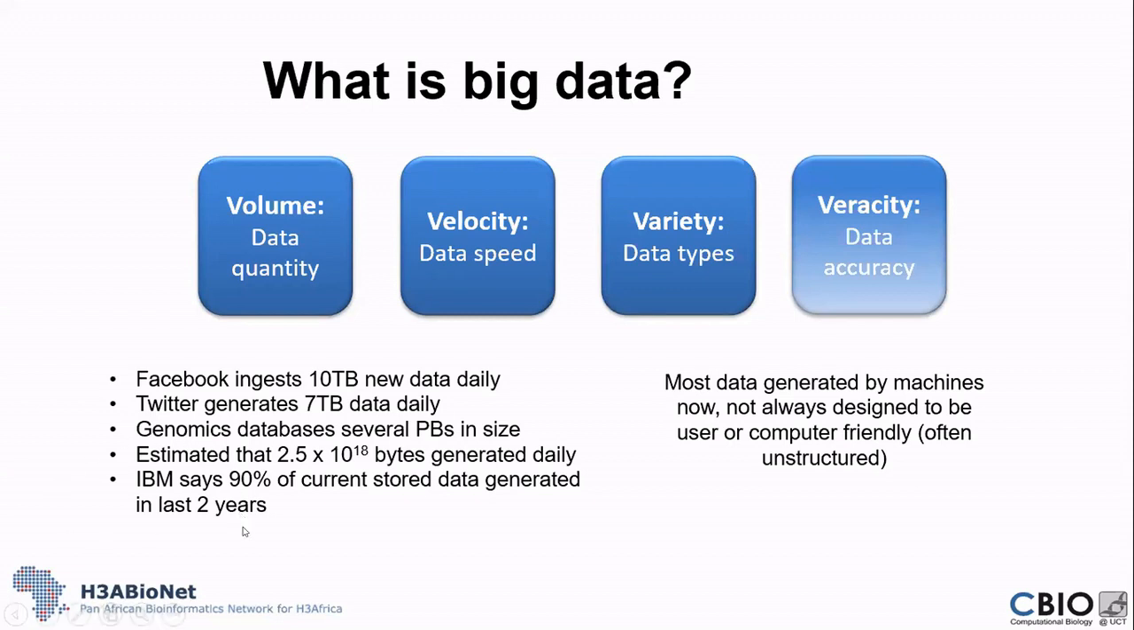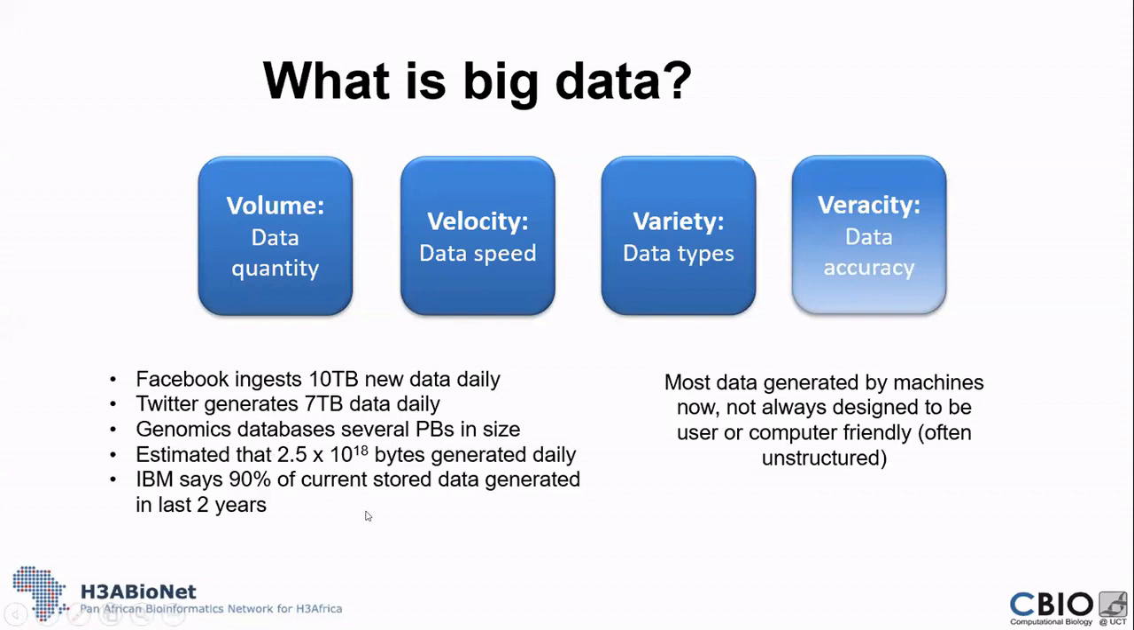So just some stats comparing different data types. Apparently Facebook ingests 10 terabytes of new data every day. Twitter generates 7 terabytes of data every day, and this has probably even increased since I wrote these slides. Genomics databases currently are several petabytes in size. When I worked at the EBI, probably 10 years ago, they hadn't even got the first petabyte yet. Now we're in several petabytes. So that's how it's changed.